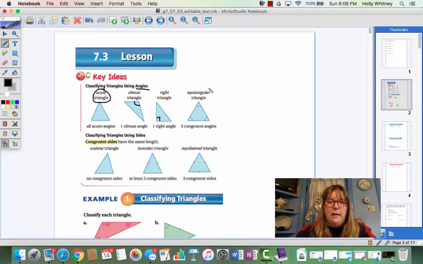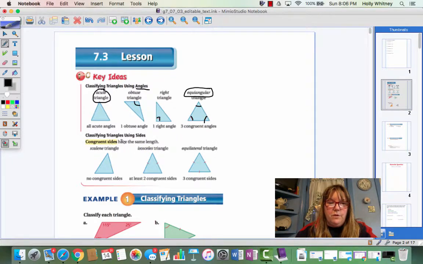An equiangular triangle looks on the surface like it's an acute triangle, but it's not. Equiangular means that all three of the angles are congruent. And congruent is the geometry way of saying that they're equal. They're not exactly equal, but it means that they're the same. So equiangular means that all three angles have the same measurement, so they're congruent.